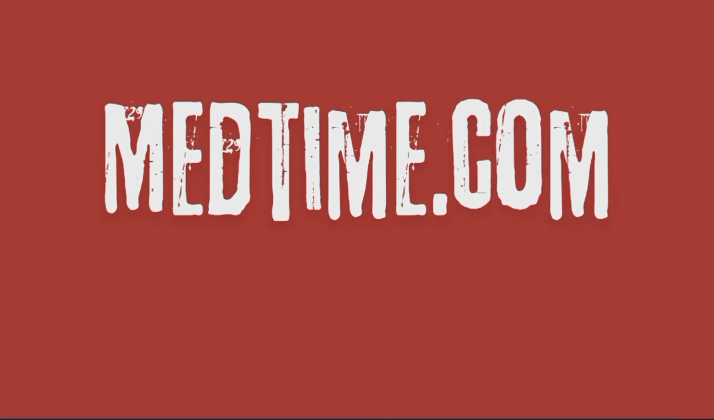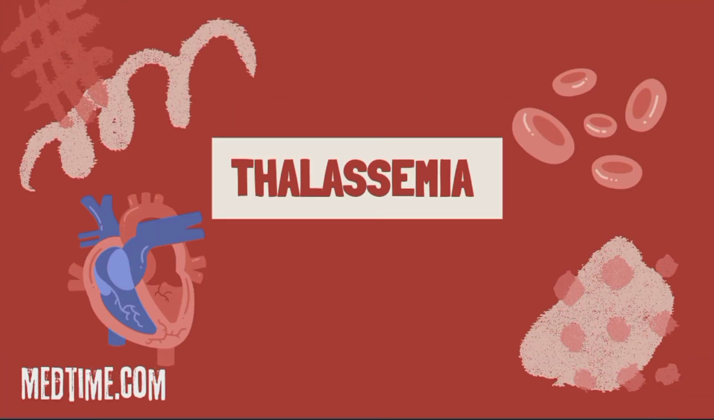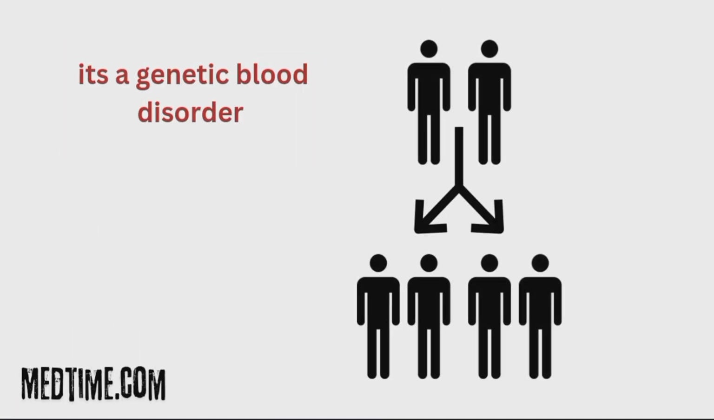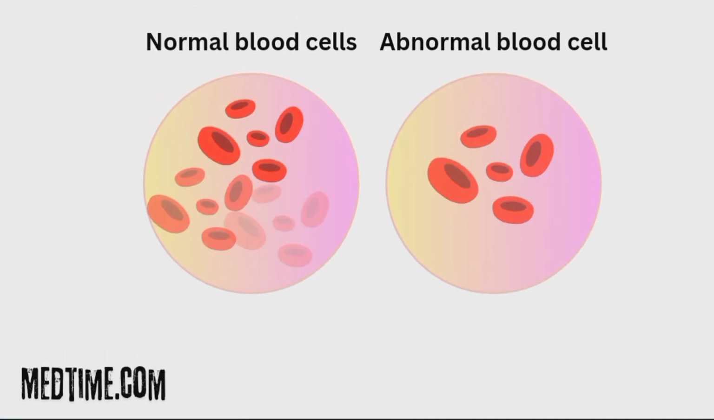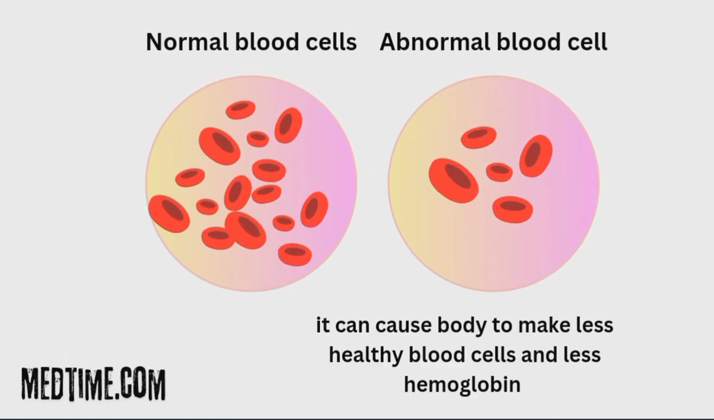I am Prajwal and today we are going to discuss one of the trending diseases, that's thalassemia. So what is thalassemia? Thalassemia is a genetic blood disorder, or an inherited blood disorder. It can cause the body to make fewer healthy blood cells and less hemoglobin, or it will decrease the production of RBC cells and also decrease or alter the hemoglobin level.